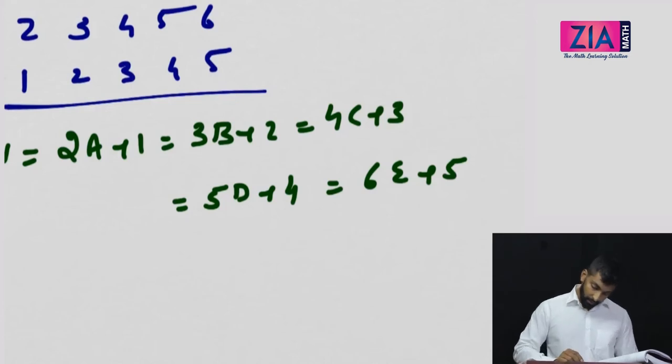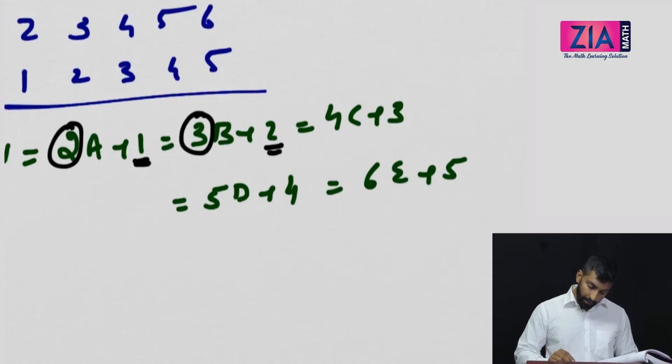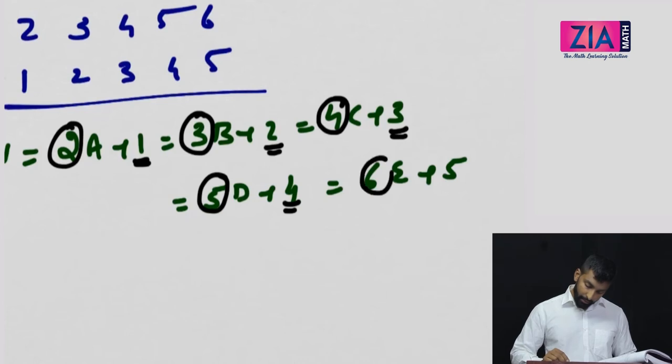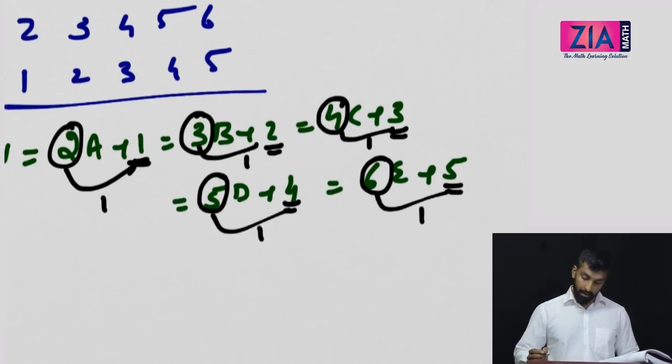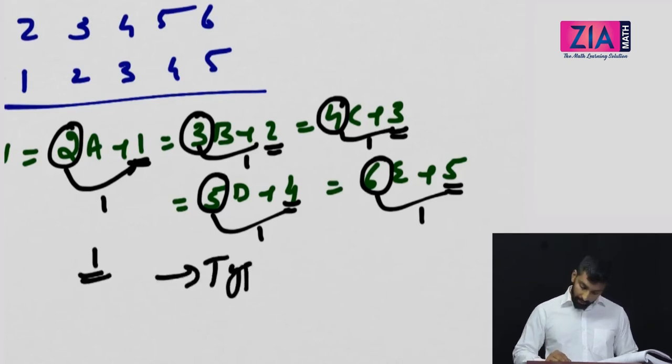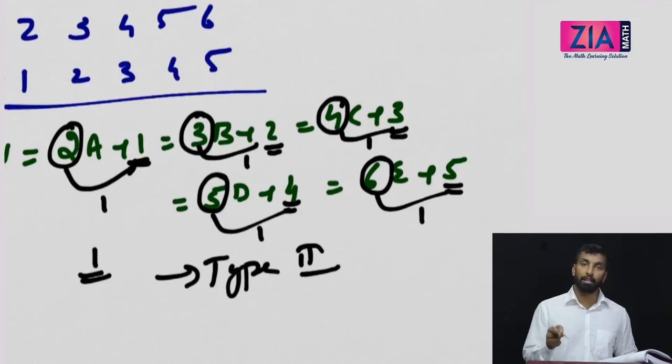Okay, so when you divide by 2 leaves a remainder 1, divide by 3 leaves a remainder 2, divide by 4 leaves a remainder 3, divide by 5 leaves a remainder 4, divide by 6 leaves a remainder 5. What does this mean? This difference is 1, this difference is 1, this difference is 1, this difference is 1. So in all these cases, the difference between the divisor and the remainder is a constant 1. So this belongs to my type 2 that we have discussed, where the difference between the divisor and the remainder is the same, just like the previous question.